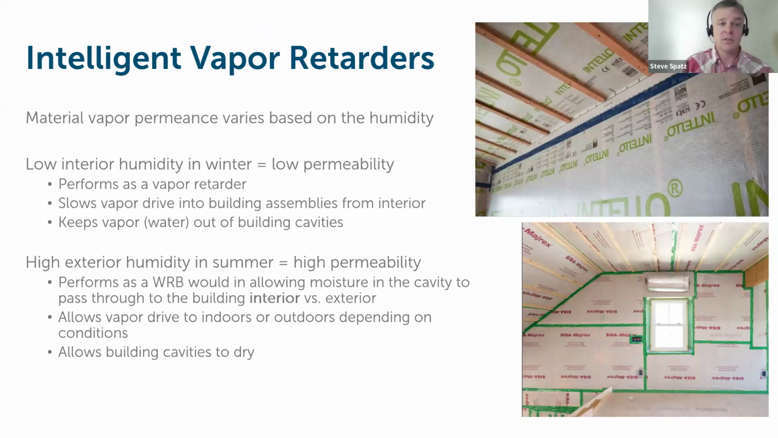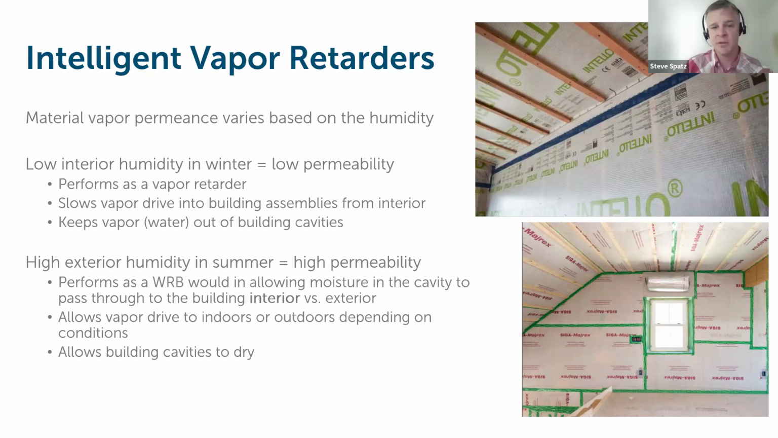These are called a variety of different things: vapor variable membranes, intelligent vapor retarders. When these products see relatively low humidity during the heating season, and so we're talking again relative humidity between 30 and 40%, the material itself is tight. It performs as a vapor barrier, vapor retarder at that point. It retards the transport of moisture vapor from the warm interior side into the assembly behind it.